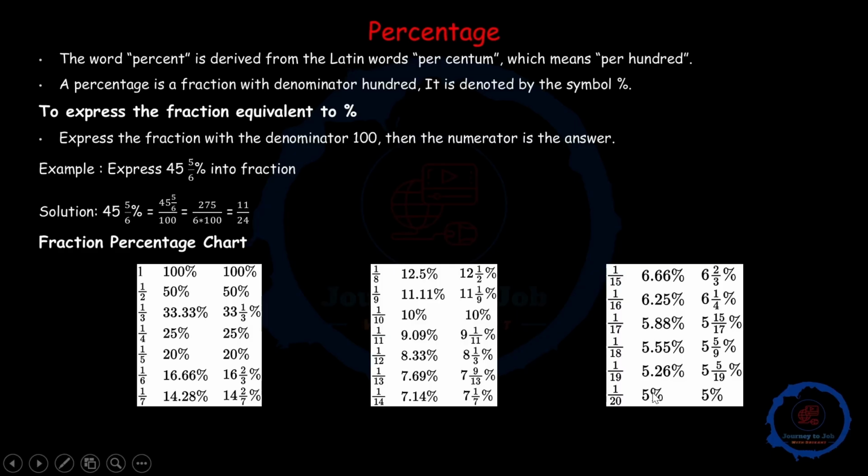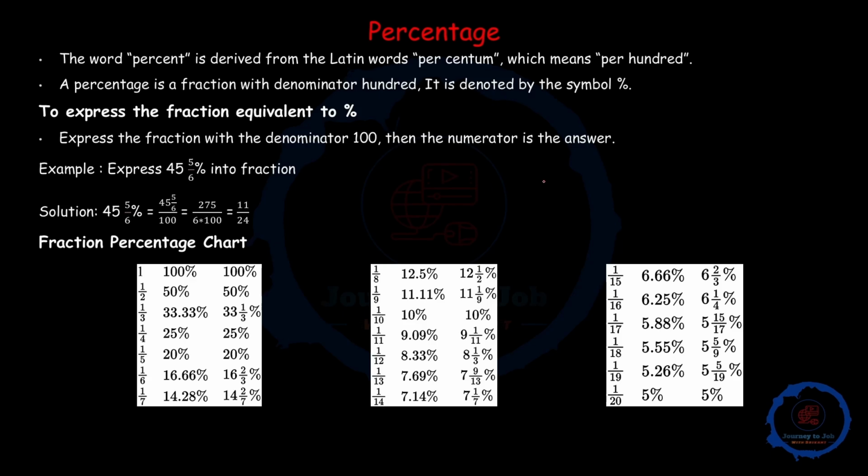Basic things related to percentage, how the word percent is derived. The word percent is derived from the Latin words per centum, which means per hundred. Actually, this is a very basic thing. It is not at all required from the exam point of view, just for basic knowledge. Next, a percentage is a fraction with the denominator 100. This is important. It is denoted by the symbol %.